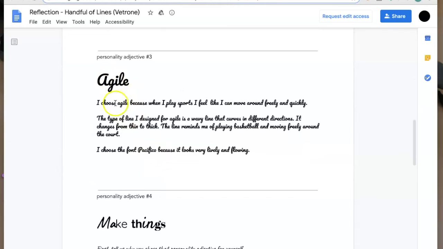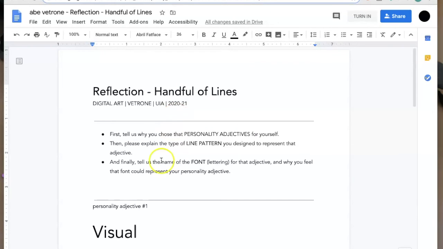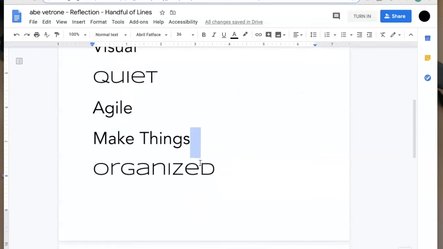Okay, I did the same for Agile. I told you why I think I'm agile, and then the type of line I used, and then I chose the font Pacifico because it looks very lively and flowing. Okay, so you're going to do that for all five of your words. Tell us why you chose it, explain your line pattern, and then tell us the name of the font and why you feel it represents that adjective.